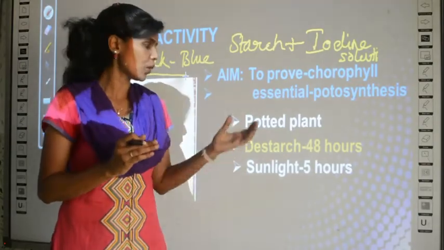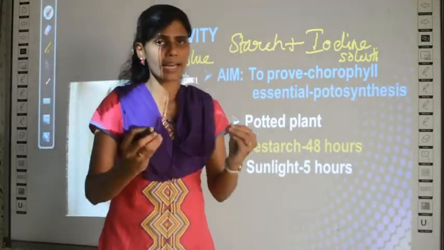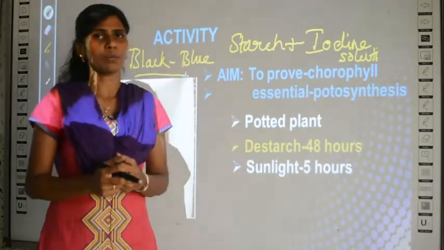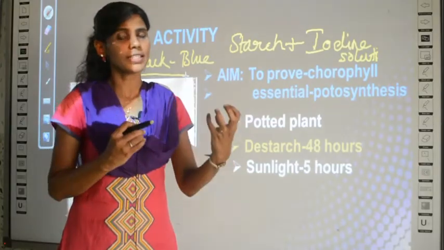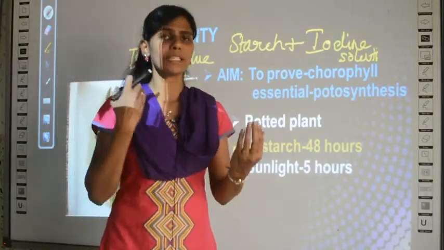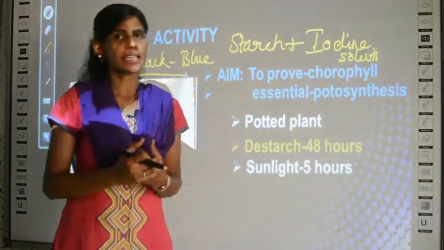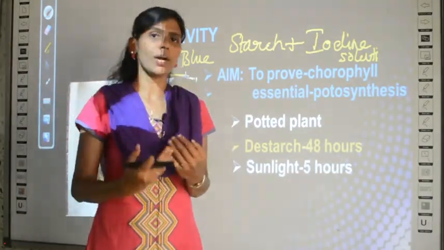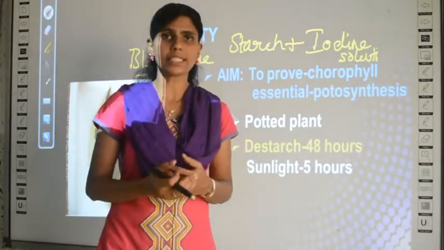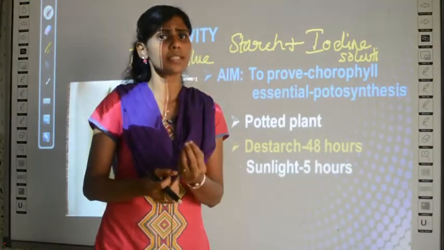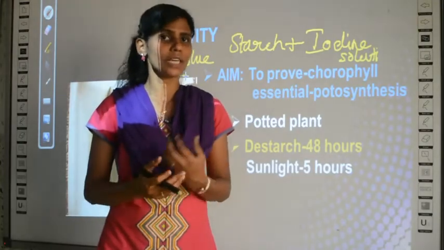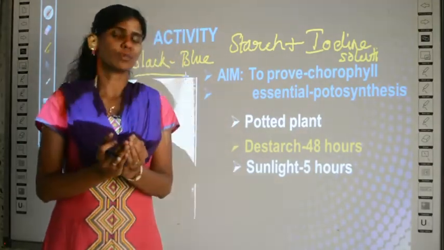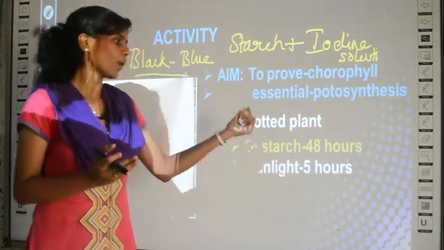starch. Now what you are going to do is take the potted plant and keep it in sunlight for 5 to 6 hours. So first you de-starch, now take the same plant and keep it in sunlight for 5 to 6 hours. So now what will happen? The plants begin to undergo the process of photosynthesis again. Whenever there is photosynthesis, starch is formed again. Starch is the product of photosynthesis, which is the glucose.